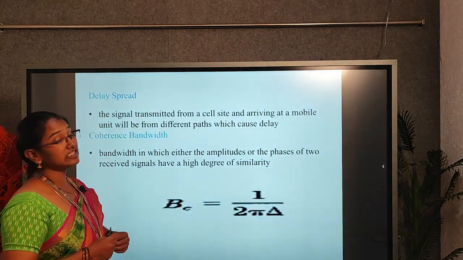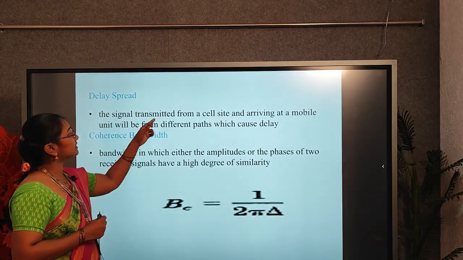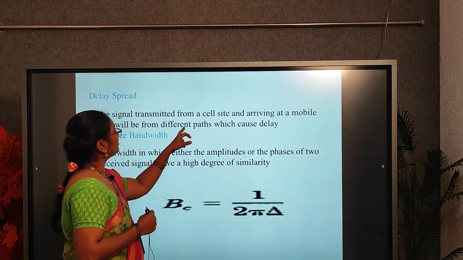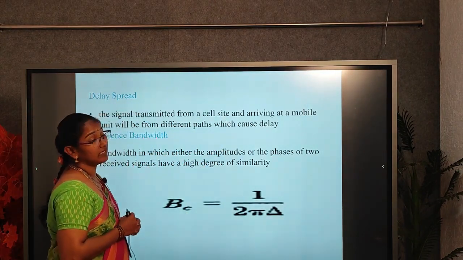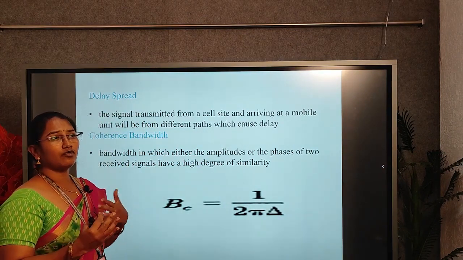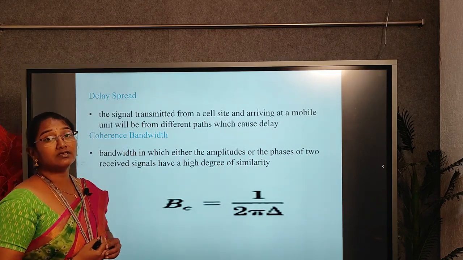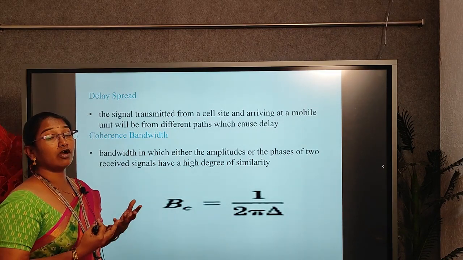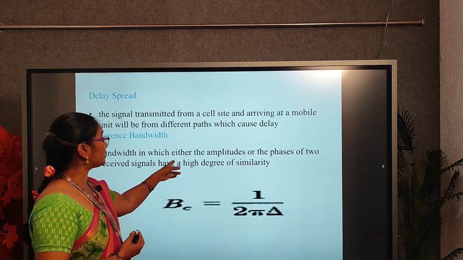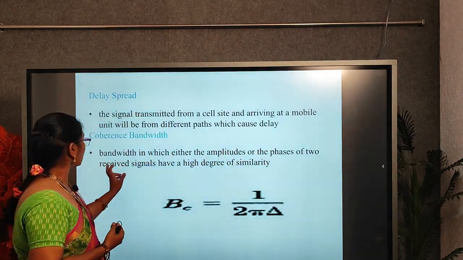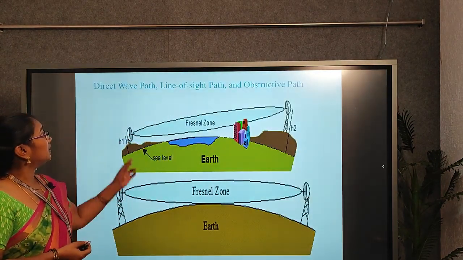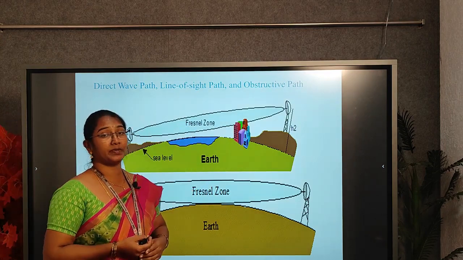Okay, next, delay spread. The signals transmitted from a cell site and arriving at a mobile unit will come from different paths, which causes delay. The signal which follows different paths simply causes the delay, which we call not having a proper connection. Next, coherence bandwidth: bandwidth in which either the amplitude or the phases of the two received signals have a high degree of similarity. Direct path, line of sight and obstructive paths.